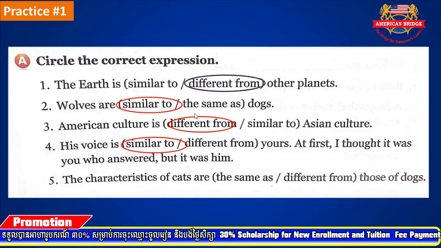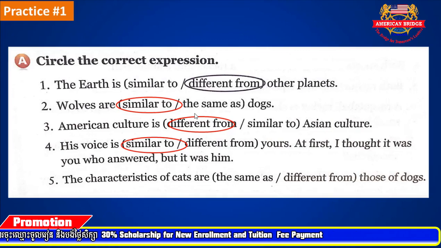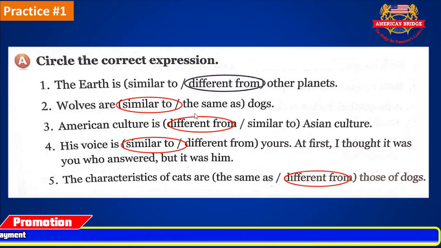And number five, the characteristics of cats are the same as or different from those of dogs. So cat and dog, so it's different from.